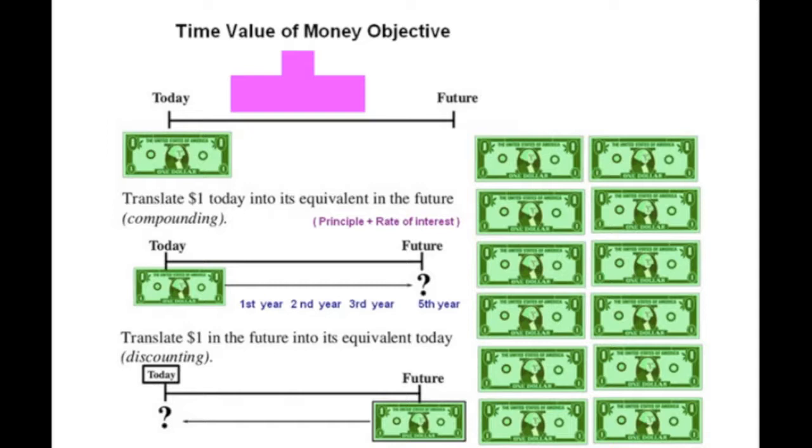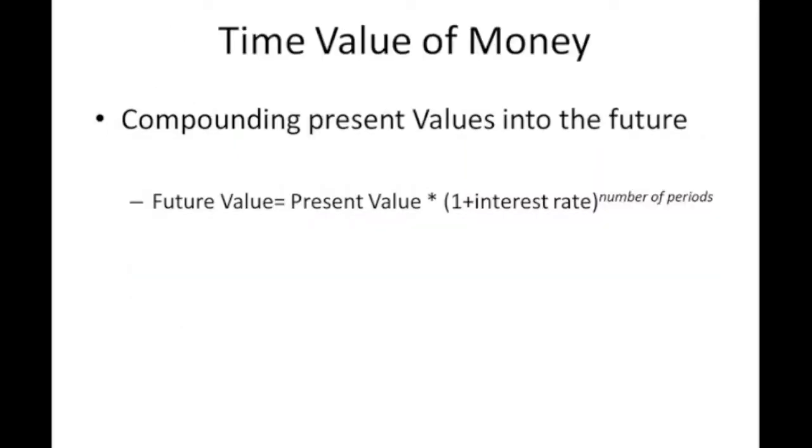Now that we know why there is such a difference between value in different time periods, let's see how we actually calculate it. We can move money from the present to the future, which is aptly called compounding, or from the future to the present, called discounting. In order to calculate what a monetary sum will be worth in the future, we use the formula of future value equals present value times 1 plus i raised to the time periods. This is equation 3.2 in your book.